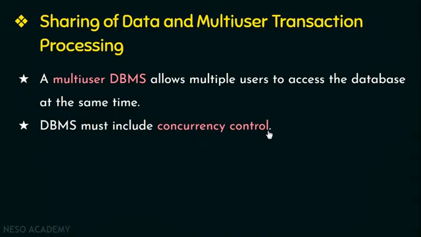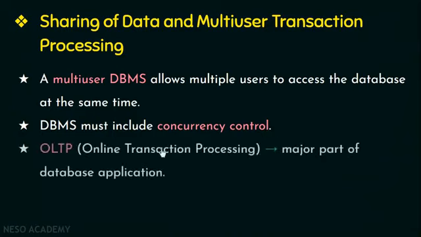For example, we have travel agents or reservation agents, and if one of the agents is booking a bus ticket for a particular passenger, and is assigning a seat for that passenger, then that particular seat should get blocked and no other agent should be able to access or book that seat for any other passenger. And that is what we call concurrency control. These kinds of applications that require concurrency control are called OLTP or online transaction processing, and it is a major part of database applications.